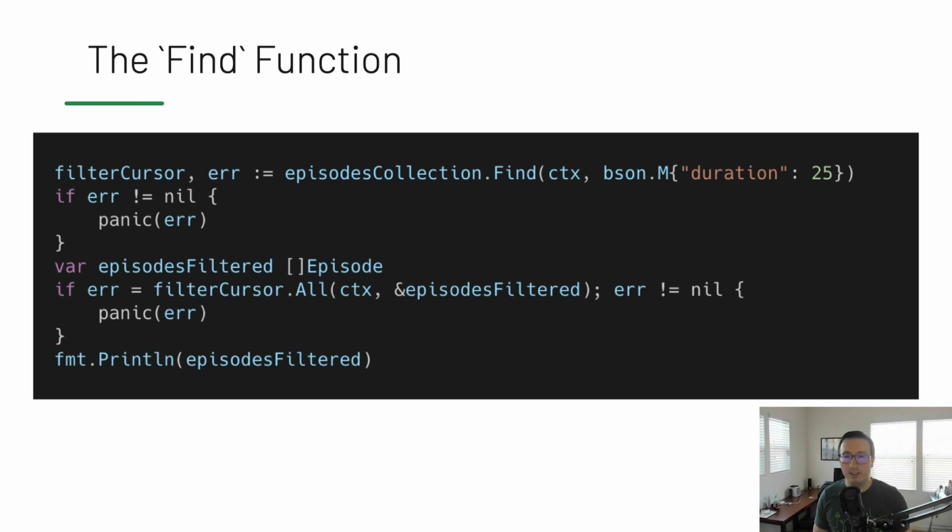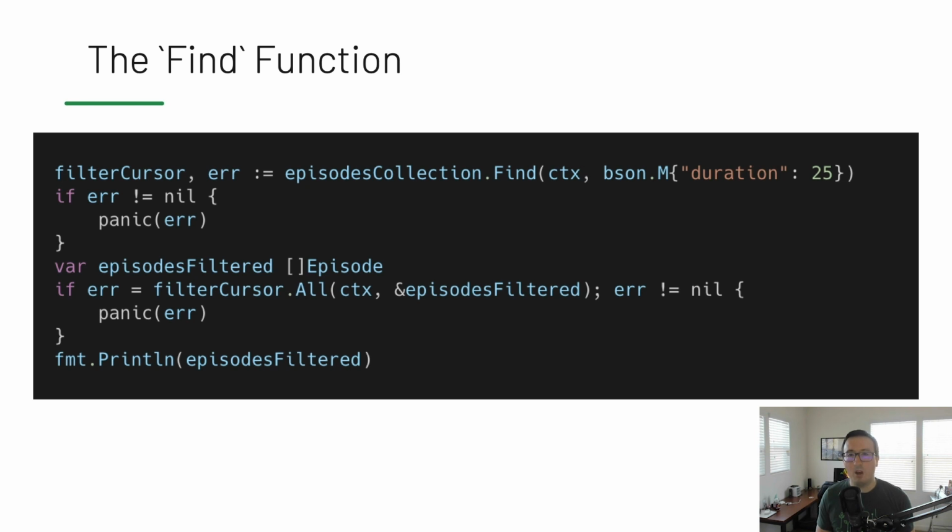If there was no error, we're going to create a slice of episodes. So let's say episode is a native Go data structure with all of the appropriate bson annotations. What we're going to say is cursor.All, and we're going to load all of the results inside of this slice of episodes. So this episodes filtered, if there was no error, we're going to print out every single one of those episodes.